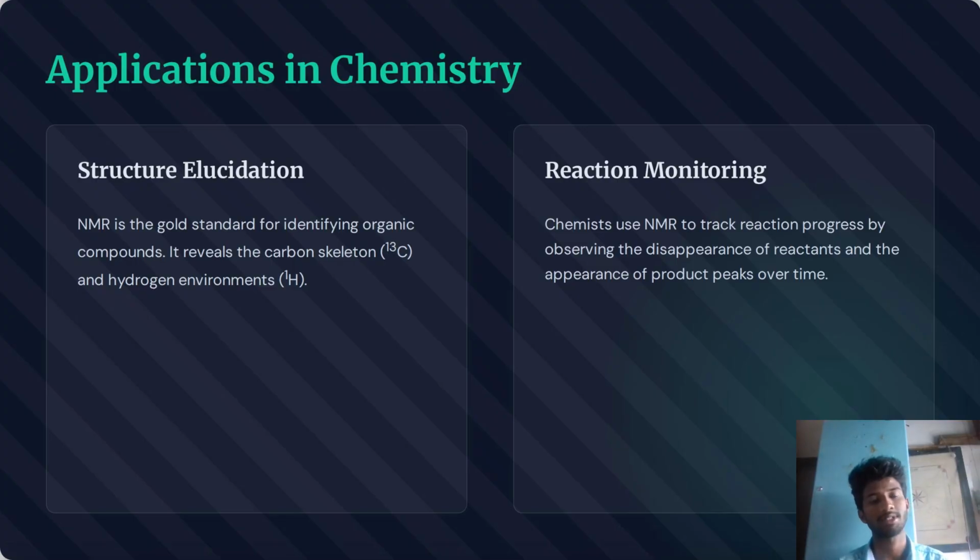Applications in chemistry. Structure elucidation. NMR is the gold standard for identifying organic compounds. It reveals the carbon skeleton and hydrogen environments. Reaction monitoring. Chemists use NMR to track reaction progress by observing the disappearance of reactants and the appearance of product peaks over time.